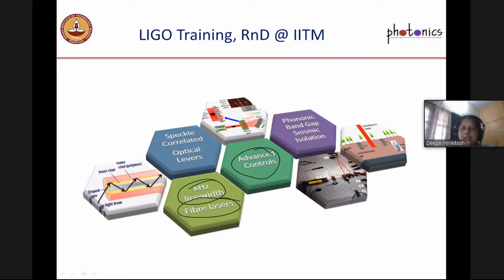And there's a group in mechanical engineering which is trying to do seismic isolation using phononic band structures. So they try to say that if you put certain structures in a certain pattern around the LIGO installation, the environmental noise, the ground noise, etc., can be minimized.